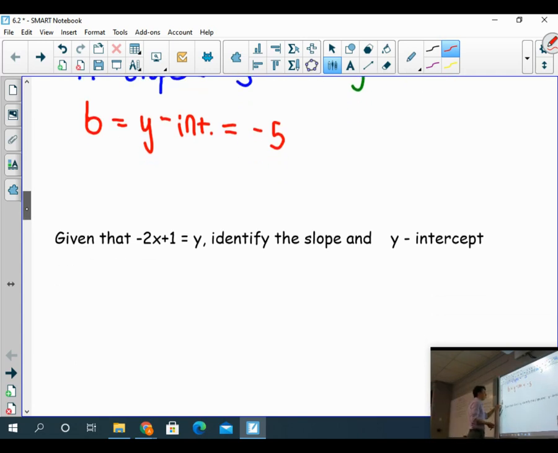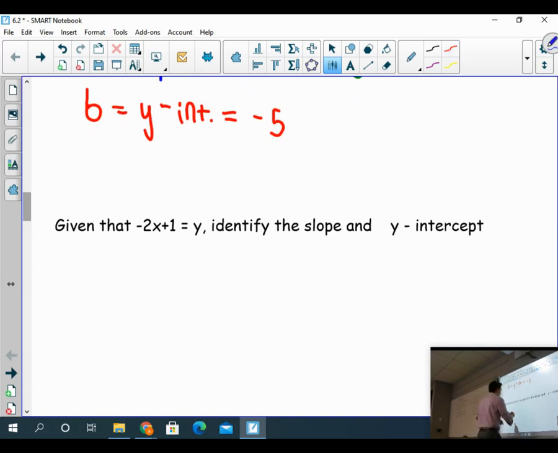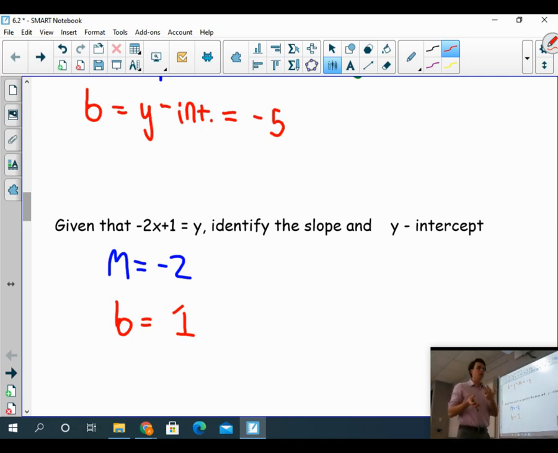Similarly, in the problem below, identifying the slope and the y-intercept, the slope will be -2, and the y-intercept will be +1. Okay? We always remember in slope-intercept form, the slope will be the number or fraction attached directly via multiplication to the x variable. The y-intercept will be the constant.